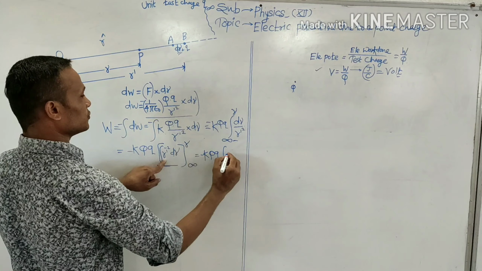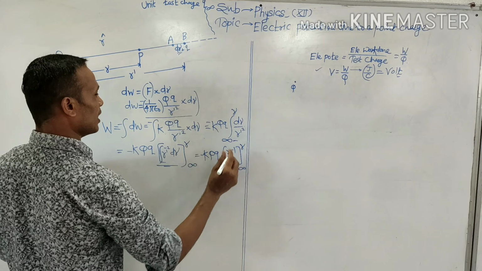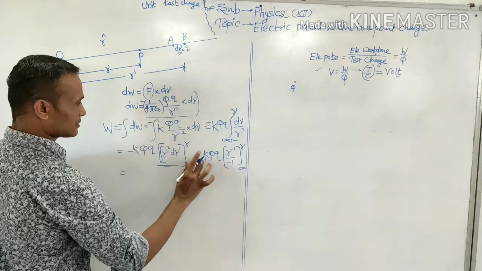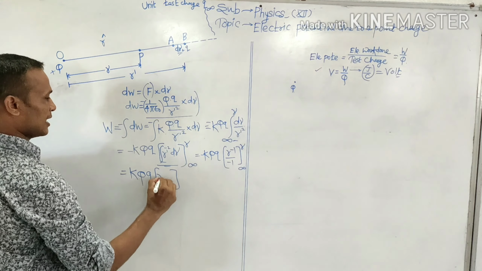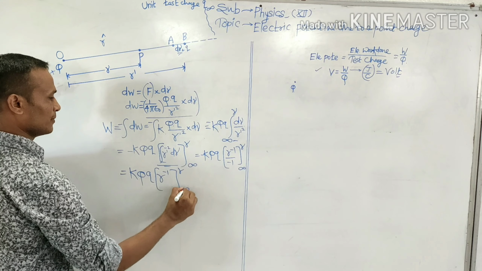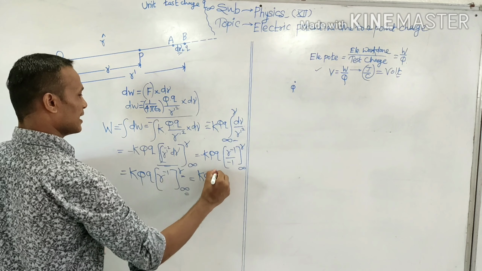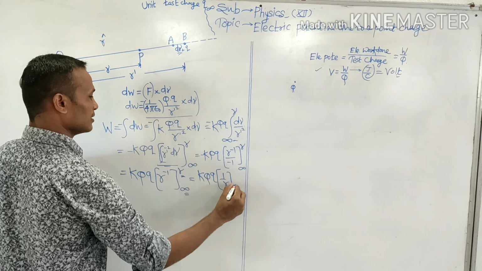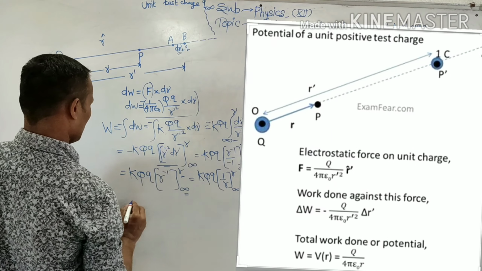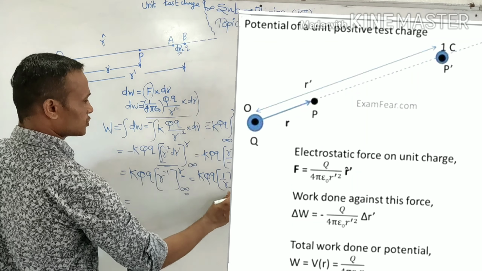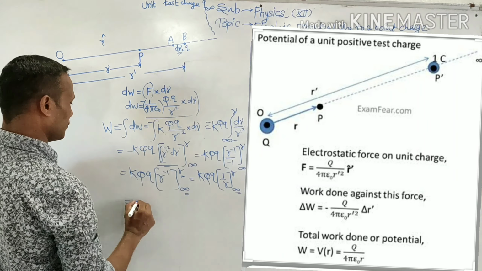R raised to minus 1 upon minus 1 from infinity to R. Okay. Now this minus and this minus will cancel each other. What is left? R raised to minus 1 from infinity to R. This can also be kept as K, Q, R raised to minus 1, infinity to R. When we put the limit, higher minus lower limit, so 1 upon R minus 1 upon infinity, that is 0. So what is left? 1 upon R.